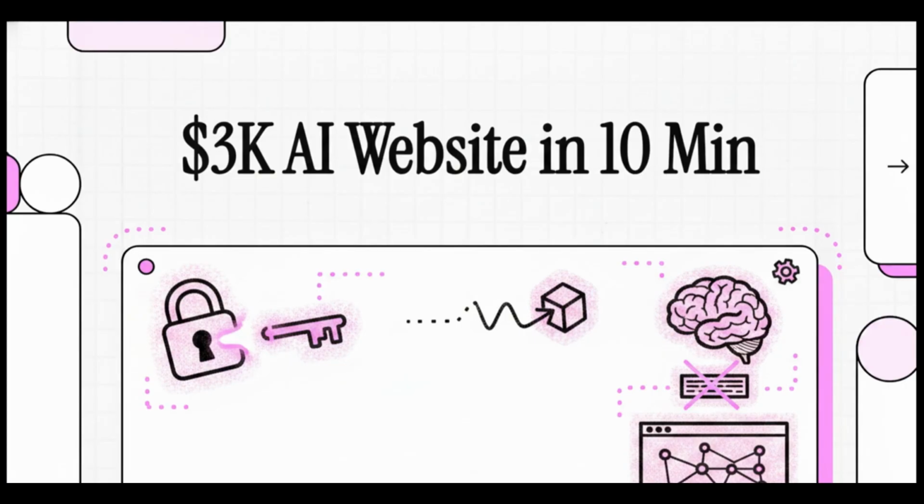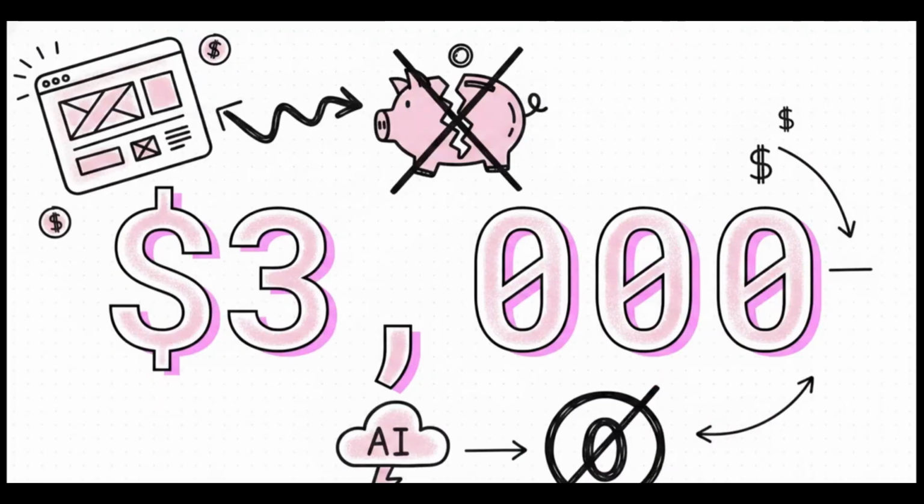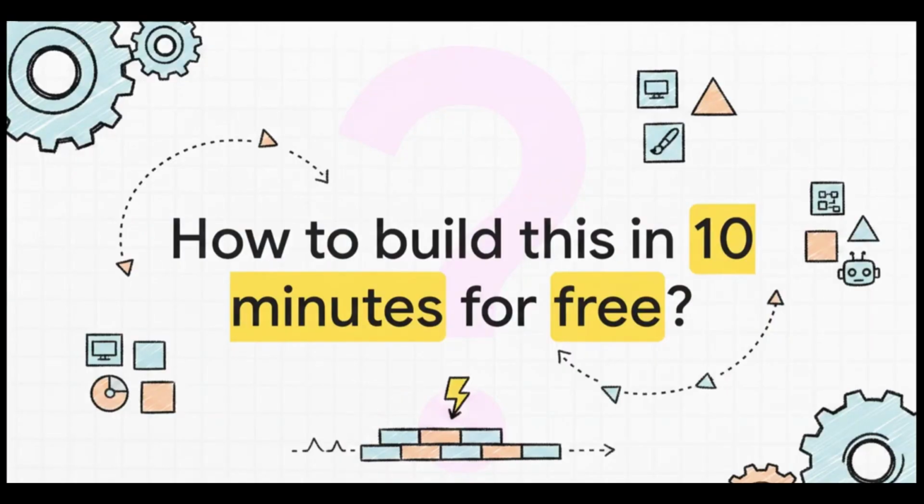If you've ever felt intimidated by web development, this breakdown is going to completely change how you view building on the internet. I want you to really anchor this number in your mind. $3,000. That is what a custom, responsive, animated website typically costs when you're hiring a developer and a designer. But today, we're bypassing that traditional barrier completely. We're doing it for exactly $0.